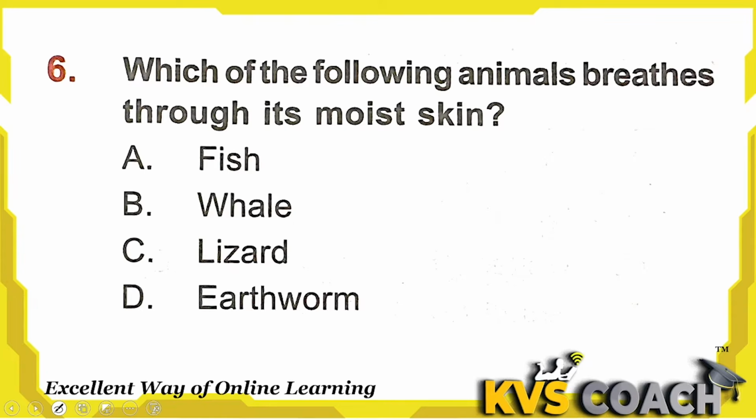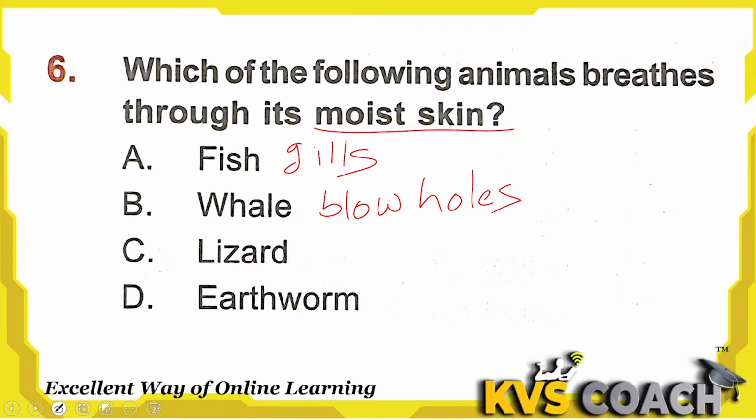Next is, which of the following animals breathes through its moist skin? You know that animals can breathe through lungs, through gills, through skin. Okay, here they are asking about moist skin. Let's check. A, fish. Fish breathe through gills. Whale breathes through blowholes, which are present on the head of the whale. Actually whale is a mammal, so whales have lungs. So for breathing, whales come to the surface and exhale through the holes and also inhale through these blowholes. Okay, then they go down, then again they come up for breathing.